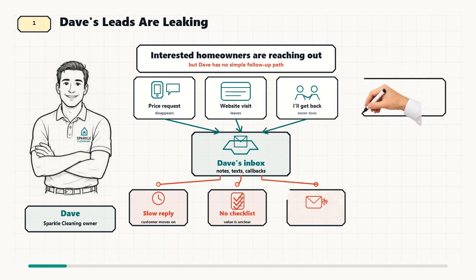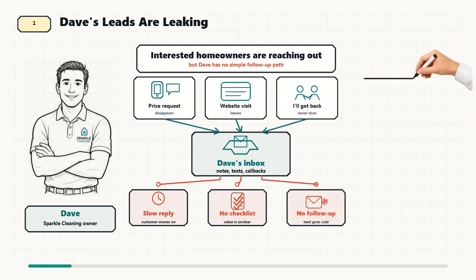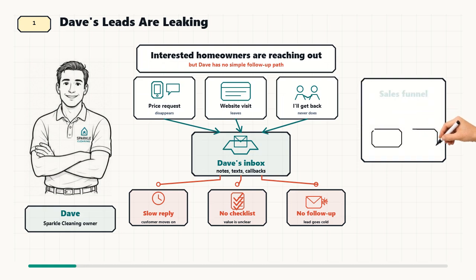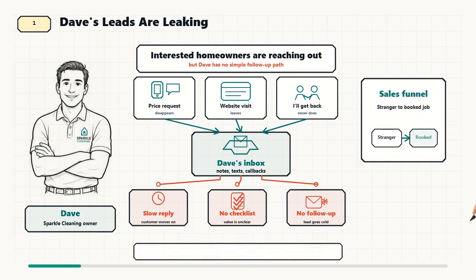Dave does not need more random marketing. He needs a simple path that turns a stranger into a booked job. That path is a sales funnel.